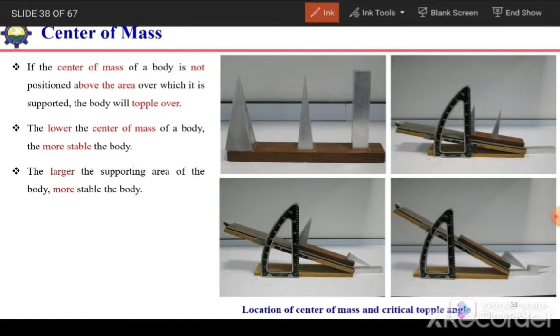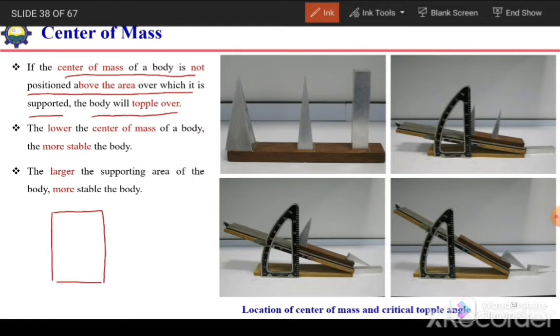There is very important information related to center of mass which can be used for the design of structures, which is: if the center of mass of a body is not positioned above the area over which it is supported, the body will topple over. So if, for example, this is a structure, here is its center of mass, acting over here, and this is its supported area. As the line of action of the weight passes through this supported area, it will be stable.